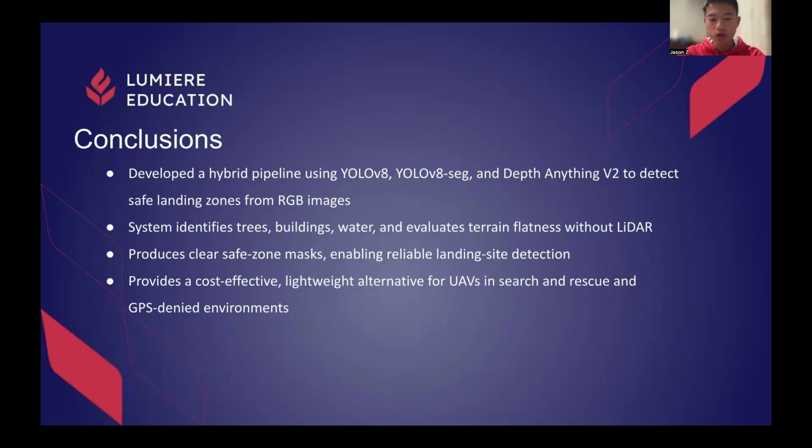In conclusion, this project developed a hybrid computer vision system capable of detecting safe landing zones for UAVs using only RGB images. By combining YOLO V8, YOLO V8 seg, and Depth Anything V2, the system identifies obstacles, detects water, evaluates terrain depth, and produces clear landing zone masks. This demonstrates a cost-effective and computationally efficient alternative to LiDAR-based systems and provides an important step towards improving UAV autonomy in search and rescue missions, especially in GPS-denied environments.